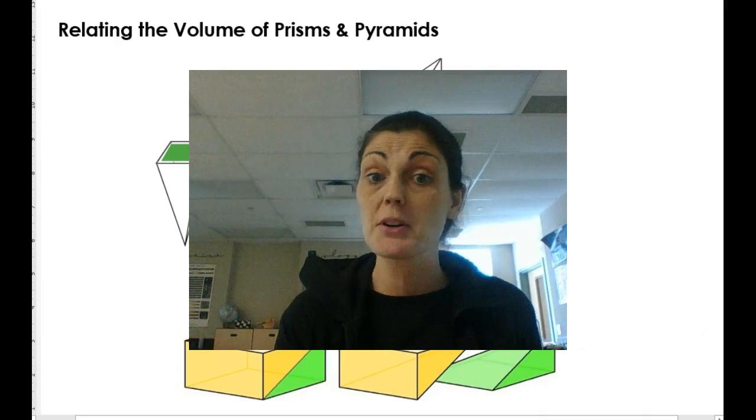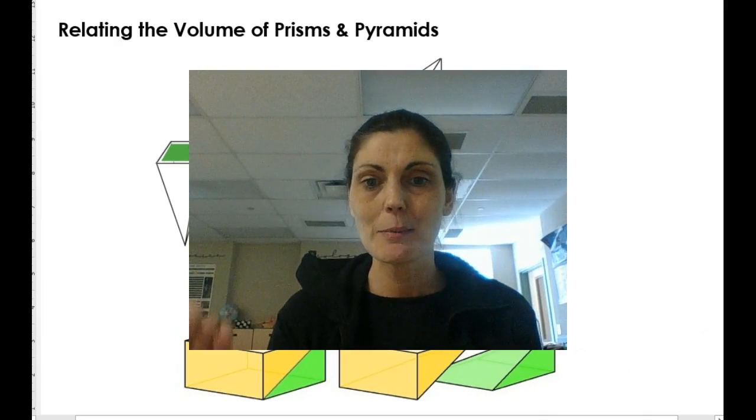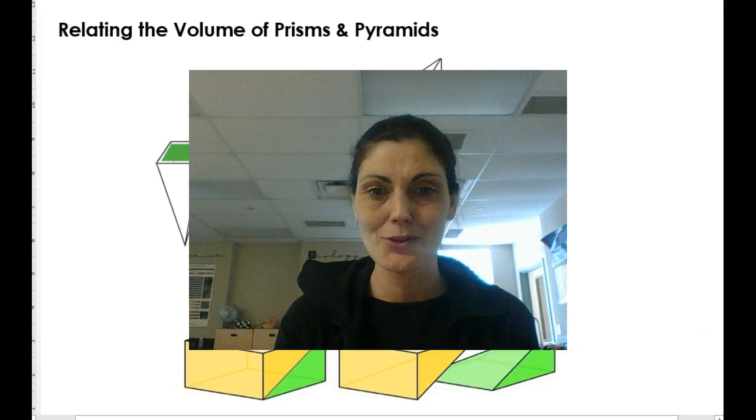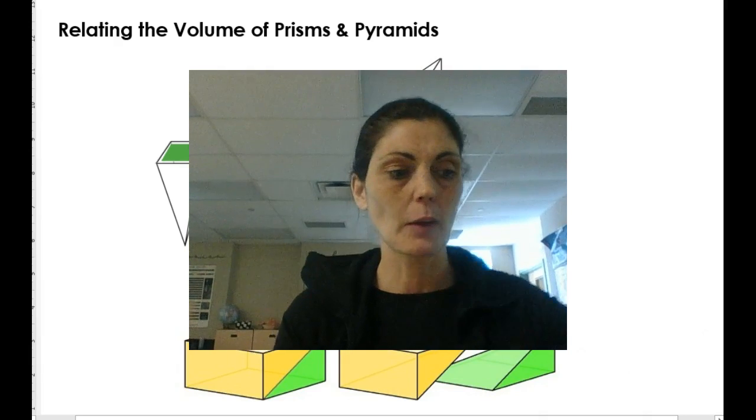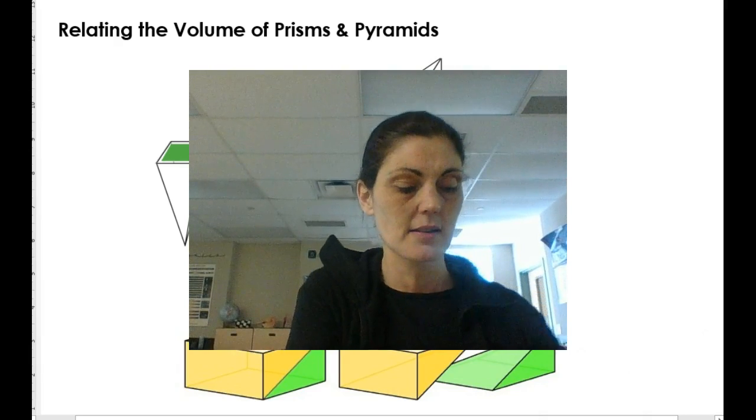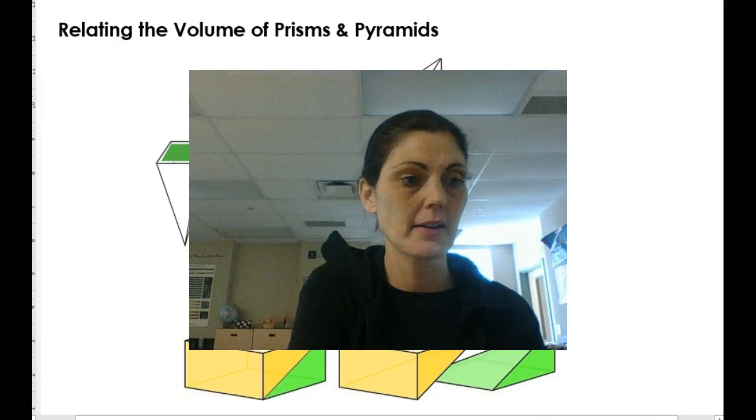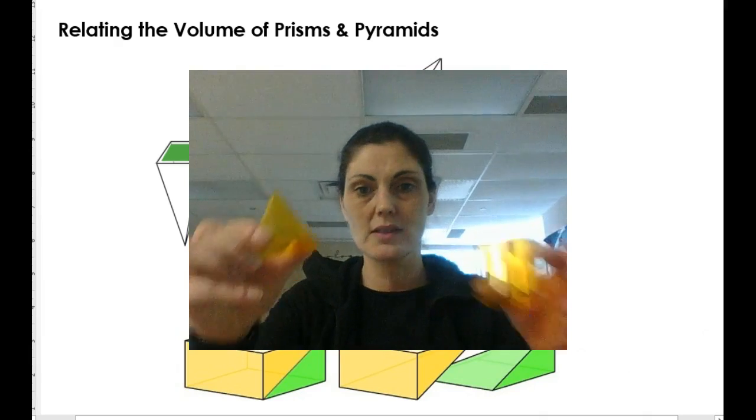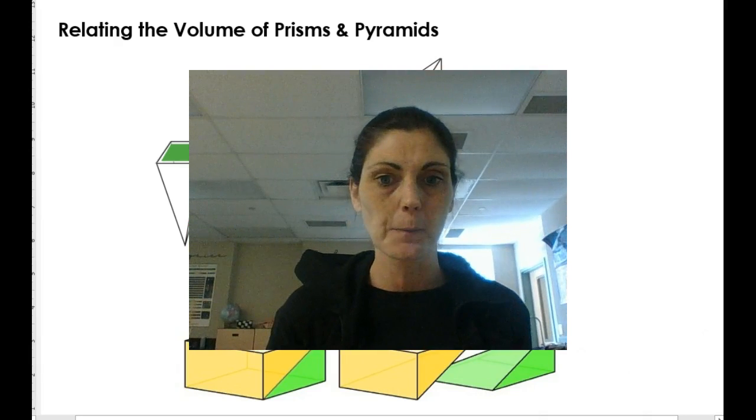So now I think we're ready to continue talking about three-dimensional objects from the perspective of pyramids and cones. And what I'm hoping to do through this demonstration is to show you the relationship between prisms and their pyramid counterparts and cones and their cylinder counterparts. And I'm going to get into that.